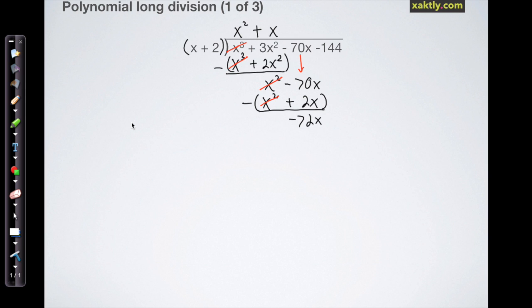Now for the last round. We just bring down the minus 144, and we ask ourselves, what does x need to be multiplied by to give us minus 72x? Well, it's minus 72, so we'll write that up top. We'll multiply that by x plus 2 to get minus 72x minus 144, and you can see that when we subtract this, we're going to get 0. So this divides in evenly, and we have no remainder.